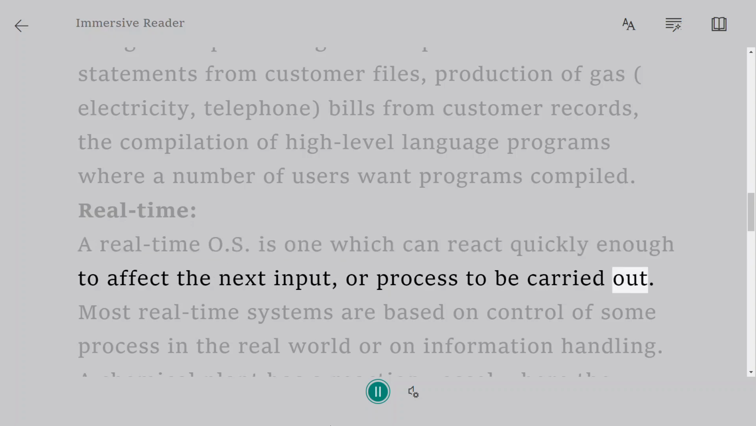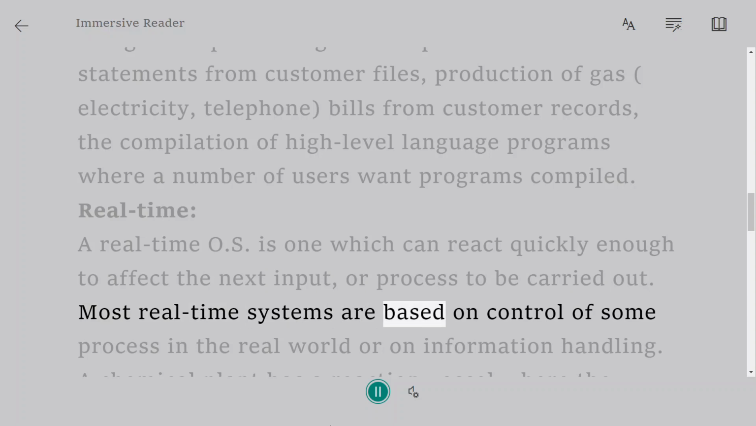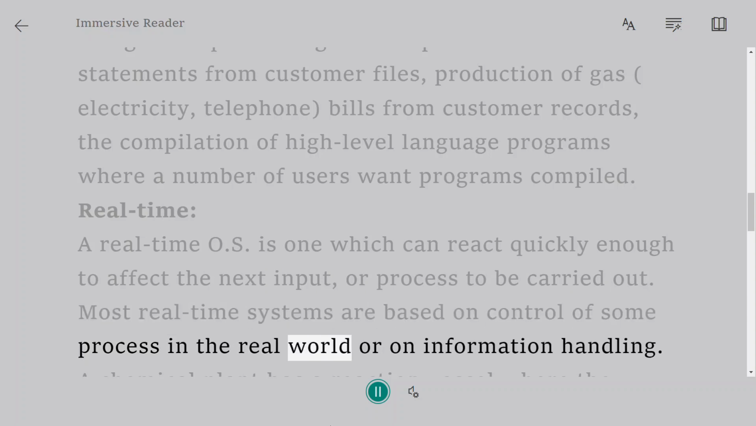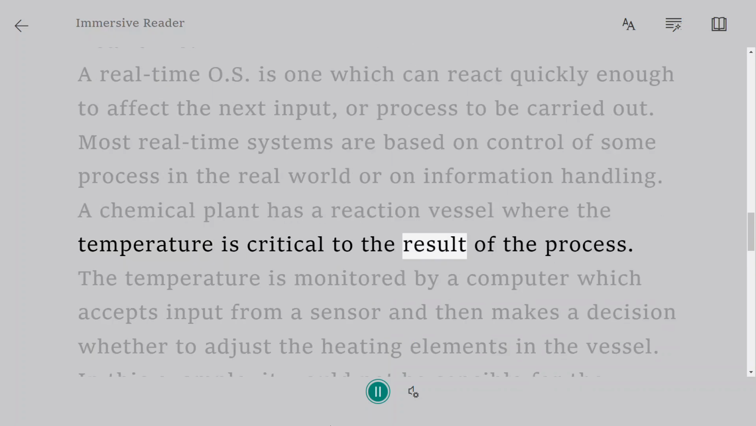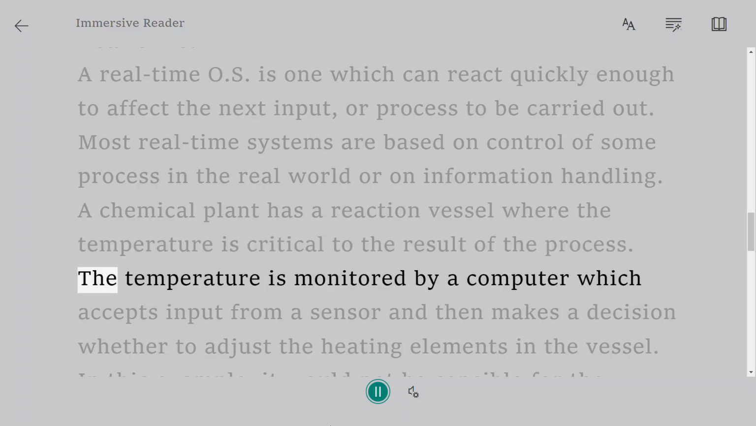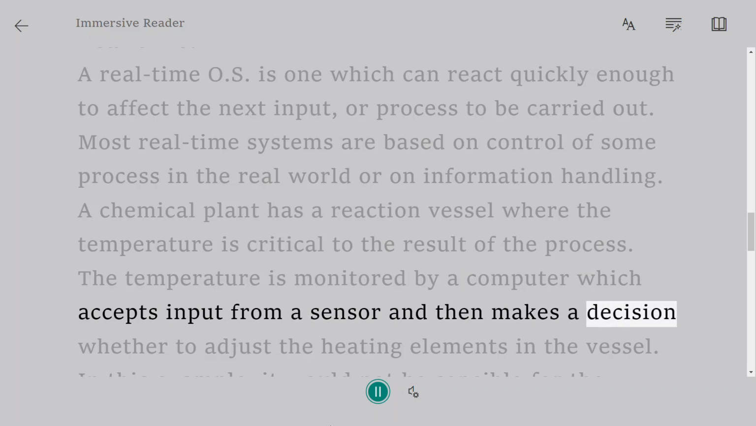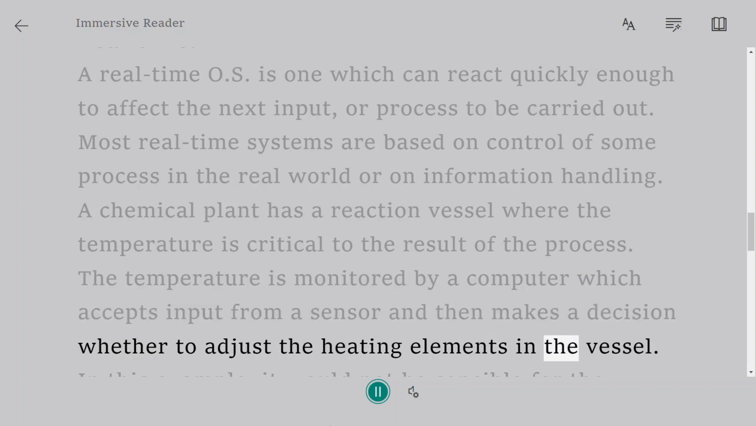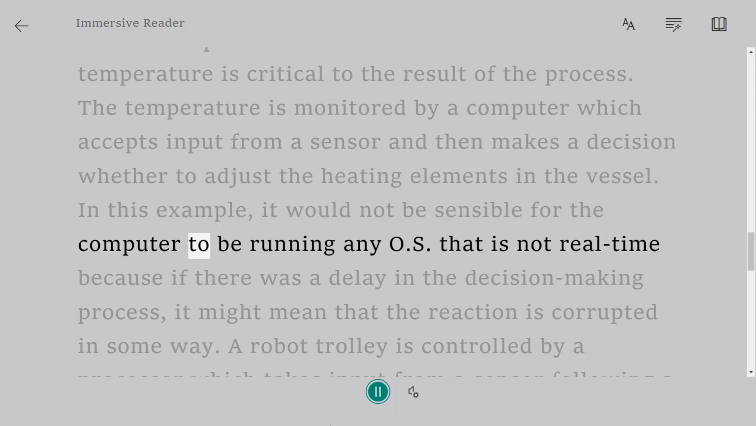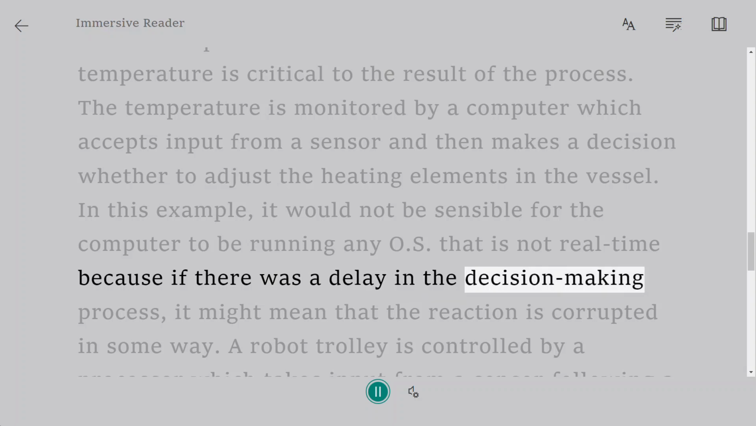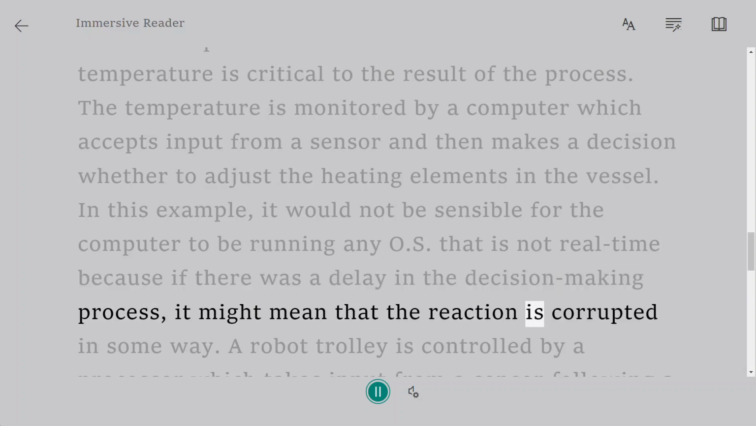Most real-time systems are based on control of some process in the real world or on information handling. A chemical plant has a reaction vessel where the temperature is critical to the result of the process. The temperature is monitored by a computer which accepts input from a sensor and then makes a decision whether to adjust the heating elements in the vessel. In this example, it would not be sensible for the computer to be running any OS that is not real-time because if there was a delay in the decision-making process, it might mean that the reaction is corrupted in some way.